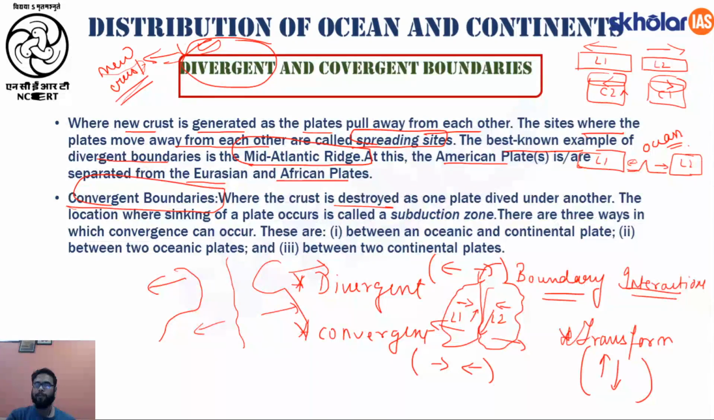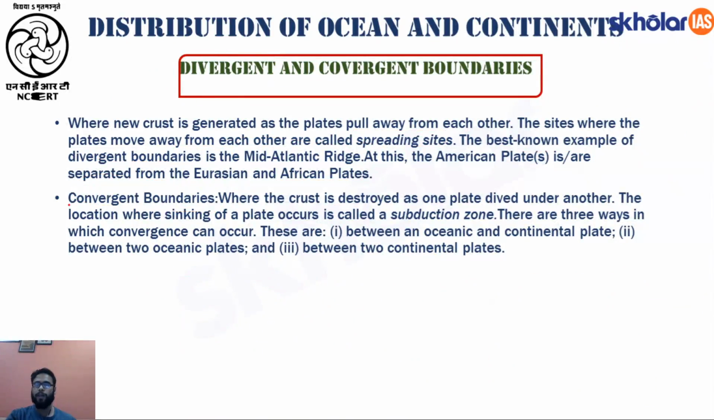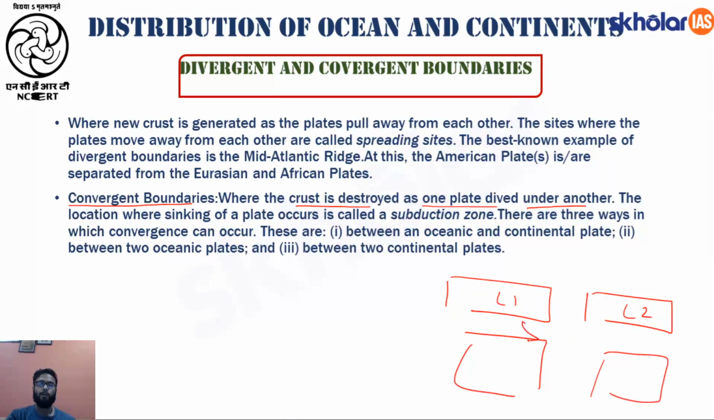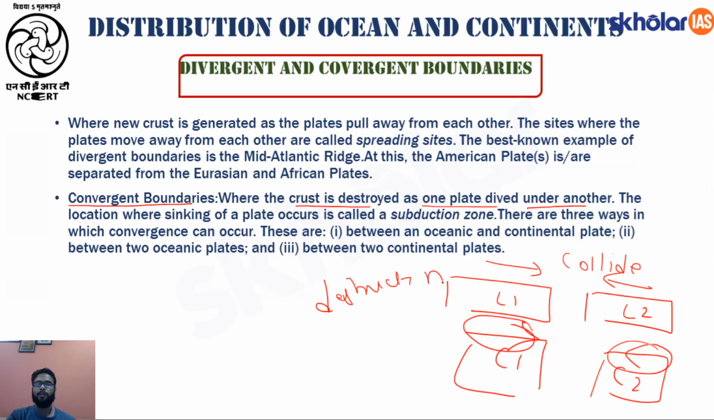Okay, let me rub this first, then I will go to convergent boundary. Convergent boundaries are where the crust is destroyed as one plate dives into another. Now L1 is a lithospheric plate, L2 is a lithospheric plate. Below this we have two mantle convection cells which are moving towards each other, C1 and C2. Now as the upper limbs are moving towards each other, L1 and L2 will collide, and because of this collision, what will happen? Destruction will take place. Understood? So divergent boundary talks about formation of new crust, whereas convergent boundary talks about destruction of the crust.